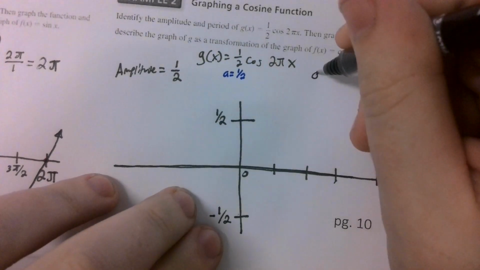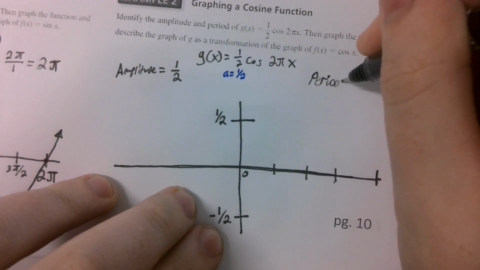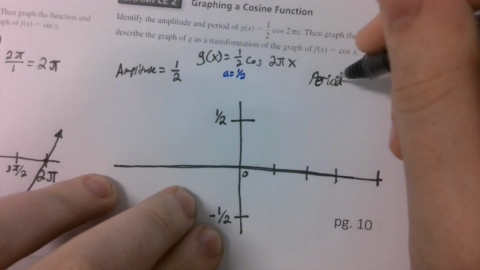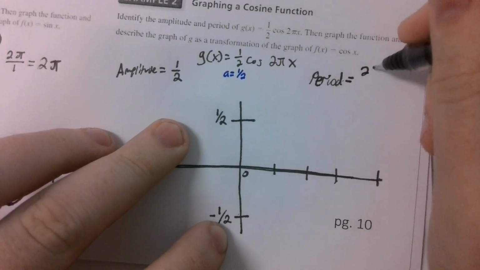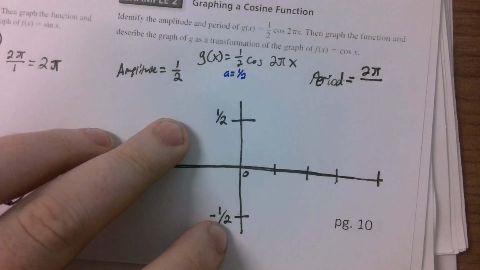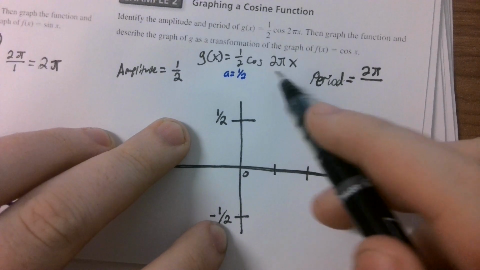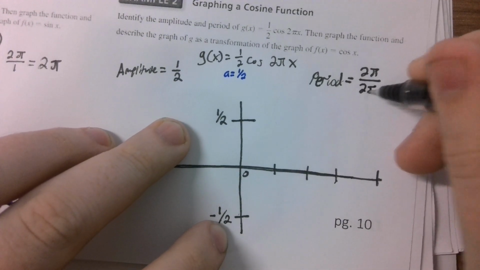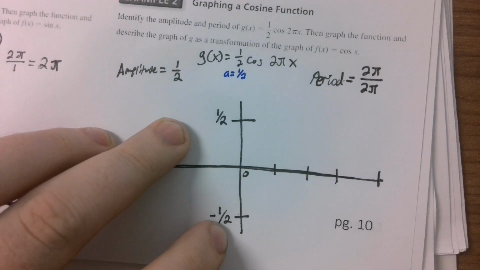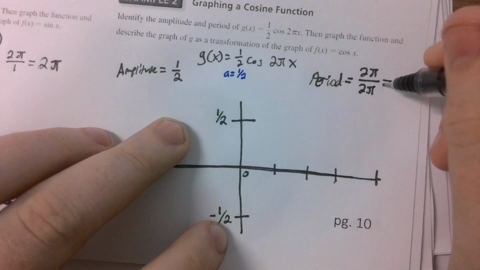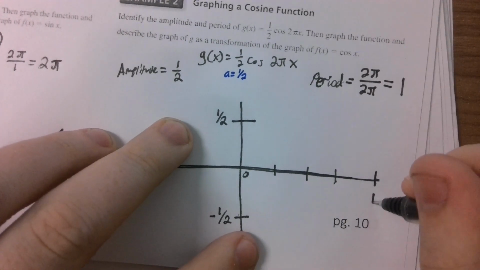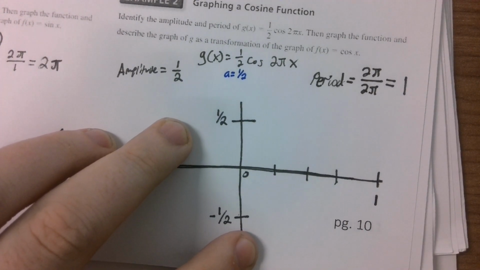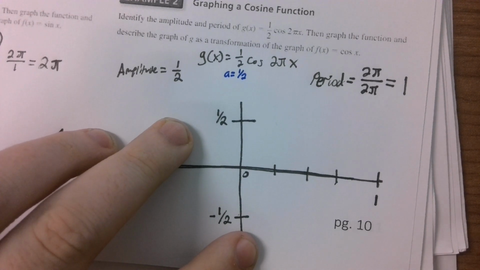What about the period? This is where things get really funky. The period is equal to 2 pi over b. What's our b value here? What's multiplying our x? 2 pi. Hang on a second. What's 2 pi over 2 pi? That's just 1. So our period is 1. Not 1 pi, not 1/2 pi, it's just 1.